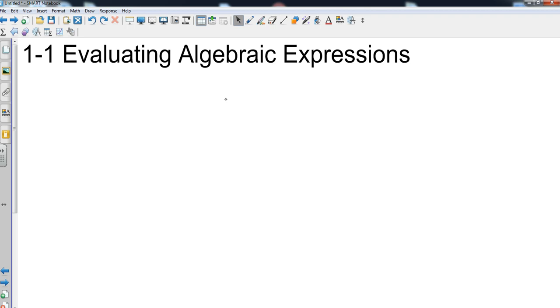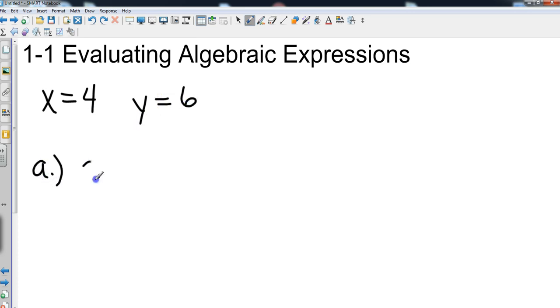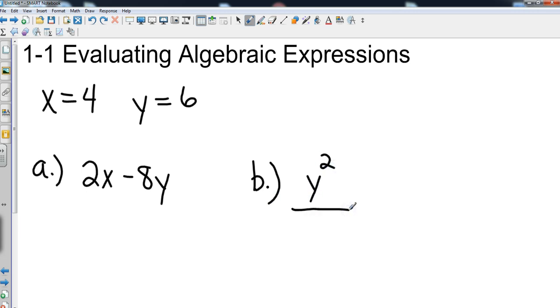So let's just start with some simple ones. I'm going to give you x values. The x value of, let's say, 4, a y value of 6, and let's do two separate examples. Okay, so I have given no numerical values. Each one of them has a variable attached to it. So now all we're going to do is substitute in.